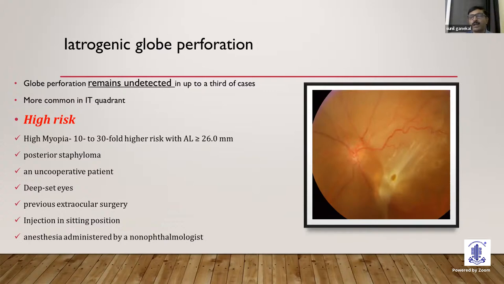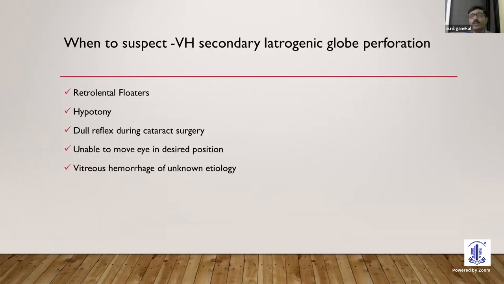Suppose you give a peribulbar or retrobulbar anesthesia in a sitting position, and sometimes anesthesia given by a non-trained person, such as an early residency fellow or a resident or a non-ophthalmologist, you tend to have a globe perforation. So when to suspect a vitreous hemorrhage in an iatrogenic globe perforation?